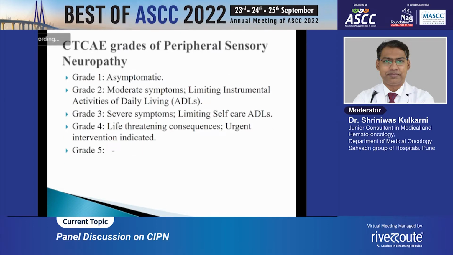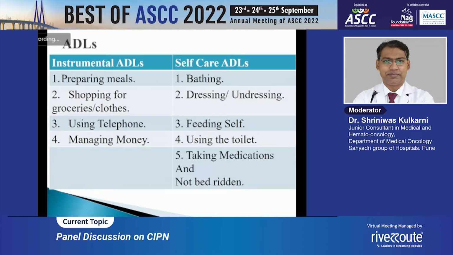Likewise, there are grades of peripheral sensory neuropathy. Grade 1 is asymptomatic. Grade 2 and grade 3 are similar to those of peripheral motor neuropathy. Grade 4 is life-threatening consequences, urgent intervention is indicated, and grade 5 is not graded. So what does that mean, basically the activities of daily living? These are divided under two headings: instrumental activities of daily living and self-care ADLs. Instrumental ADLs are affected in grade 2 and self-care ADLs are affected in grade 3. So whenever self-care ADLs are affected, the severity of neuropathy is more.